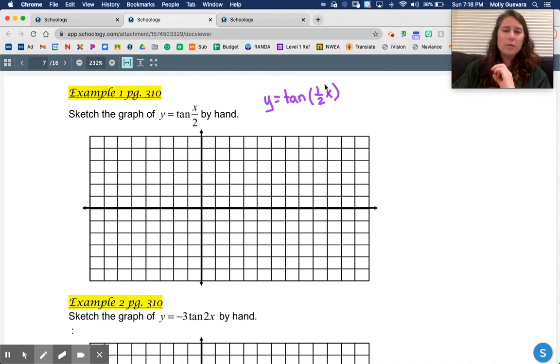So I just want to go through this. The amplitude, quote unquote, the number in front of tangent, is 1. That tells me that my values are going to be at 1 and negative 1. And I'm going to draw my 4 tick marks.